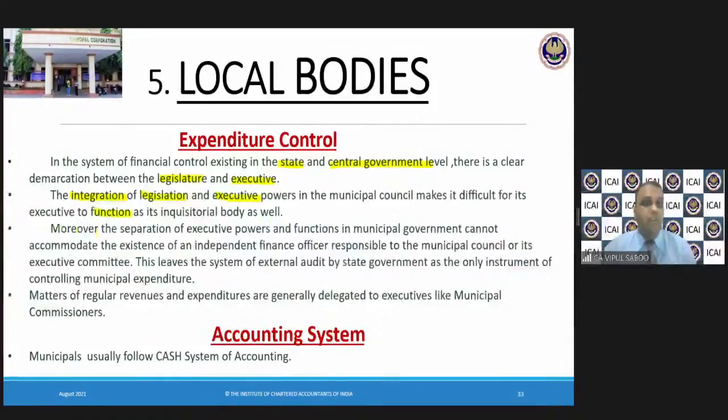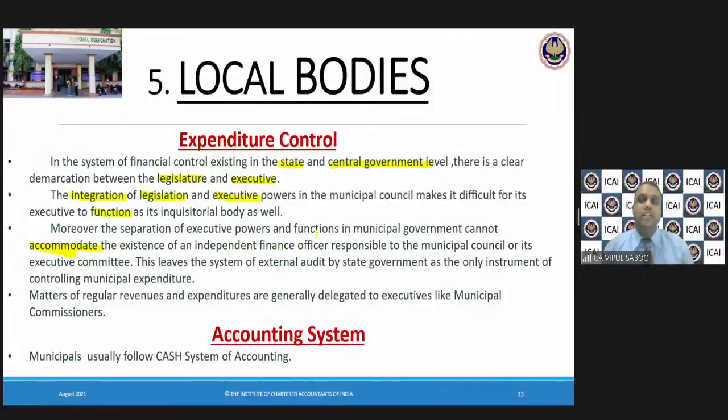So moreover, the separation of executive powers and functions in municipal government cannot accommodate the existence of an independent finance officer responsible to the municipal council. So they cannot go for such posts. There is a finance officer, there is something else. No. The municipal corporation, the bodies, the elected representatives are the government, local government in itself.